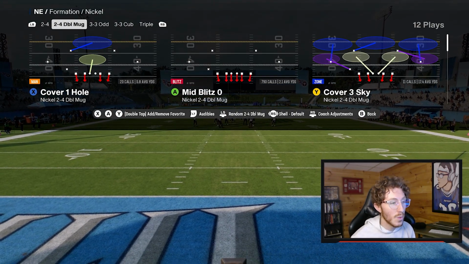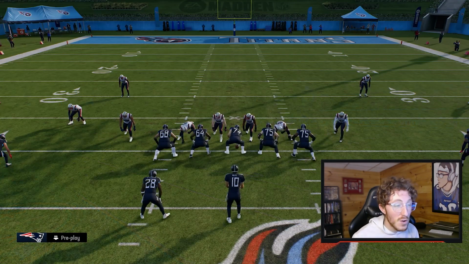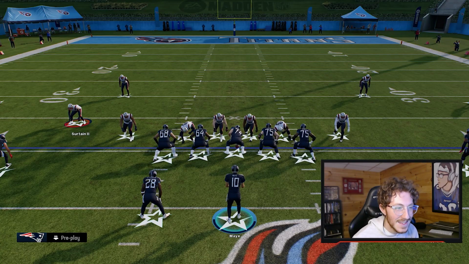So what we want to do, again, we're going to come out on this mid blitz zero, and the first thing that comes into attacking this style of a defense is making sure that we can block it.